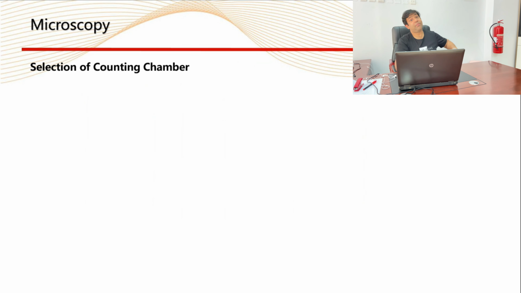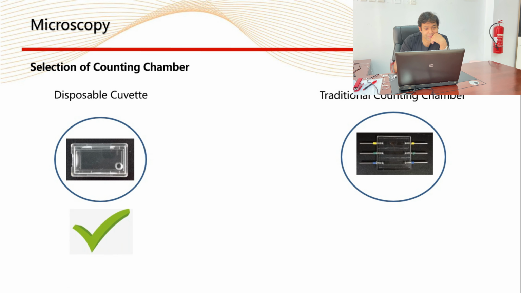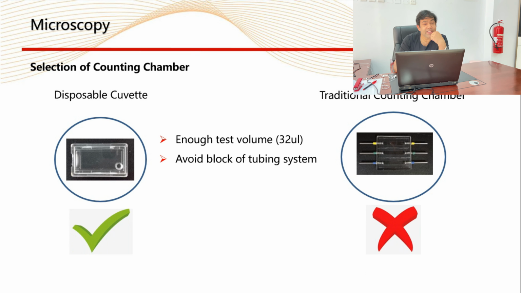Now let's talk about some microscopy. So here you can see that this analyzer is using the disposable cuvettes like this. And if you compare with the old traditional counting chamber, so counting chamber was like this. Okay, so the advantage is that even 32 microliter is more than enough. And avoid block of tubing system, avoid risk of carryover.